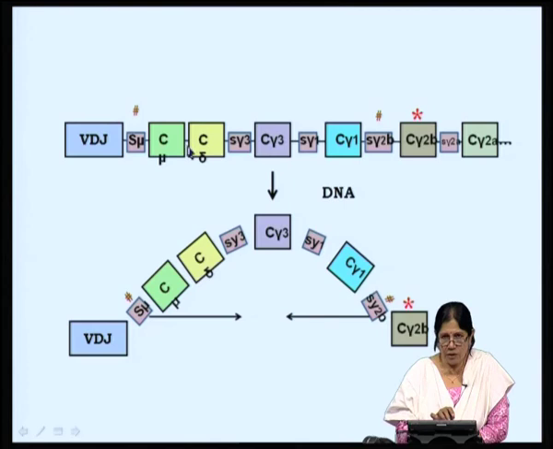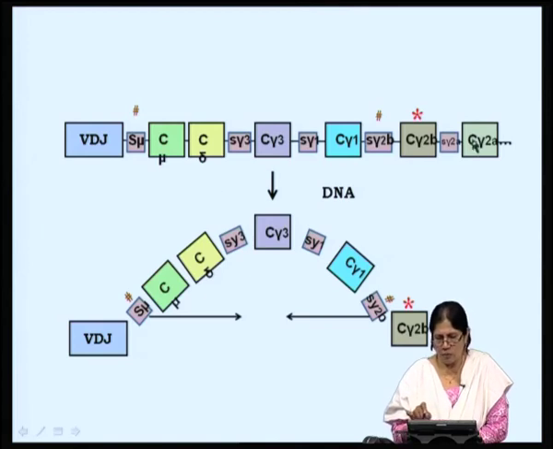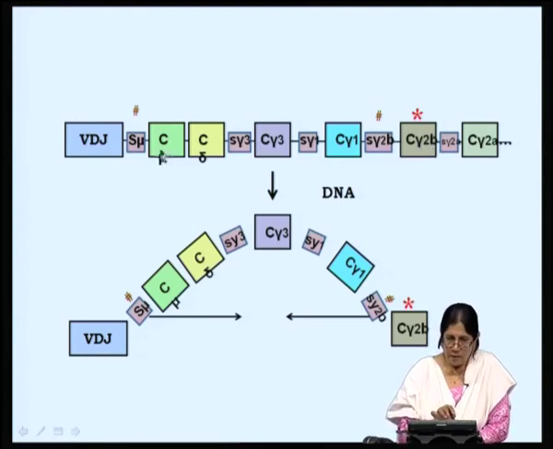Please note that there is no switch region between the constant domains of mu and delta. Therefore, you can have RNA splicing and alternate expression on the naive cell. Now, switch region mu needs to combine with any one of the switch regions for isotype switching. How does this happen? Remember the organization of the constant domain is exactly the way I have mentioned earlier, and this does not change.